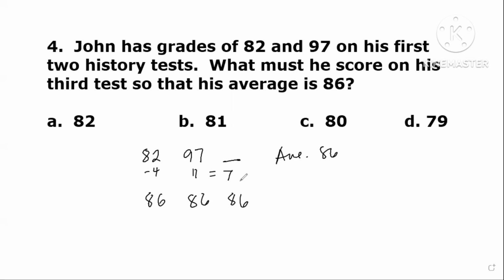So, para umaverage ka ng 86, tatanggalin natin yung 7 dito kay 86. So, 86 minus 7 is equal to 79. So, ganun lang yon, no? So, the answer is letter D. Okay?